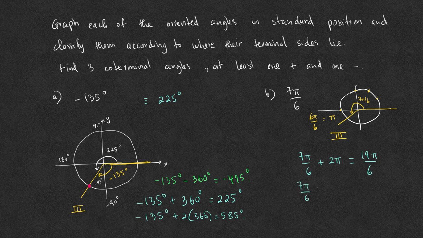We go around 2 cycles, so 2 times 2 pi. This will give us 31 pi over 6. If we want a negative angle, we simply take the given angle and subtract 2 pi from it, going clockwise now. 7 pi over 6 minus 2 pi is negative 5 pi over 6. These are the three coterminal angles to the given angle 7 pi over 6.